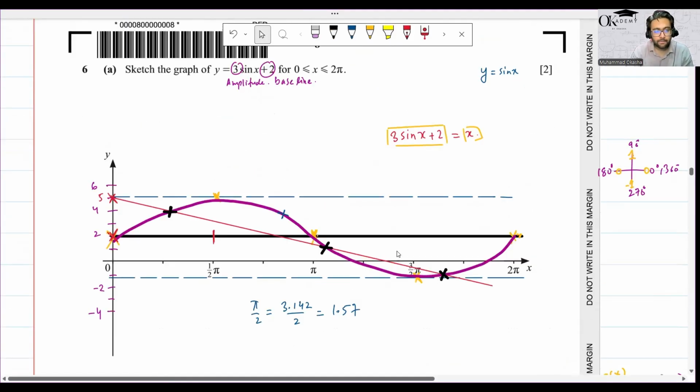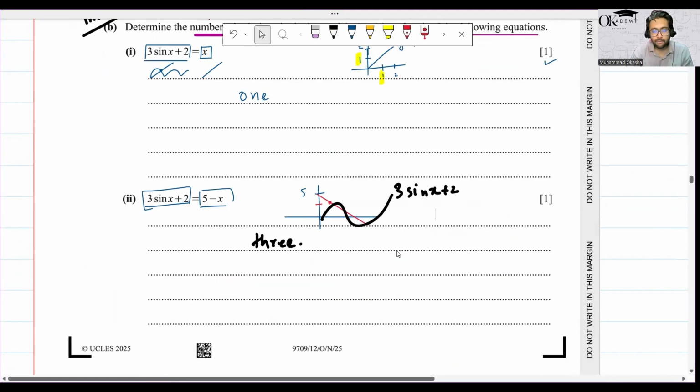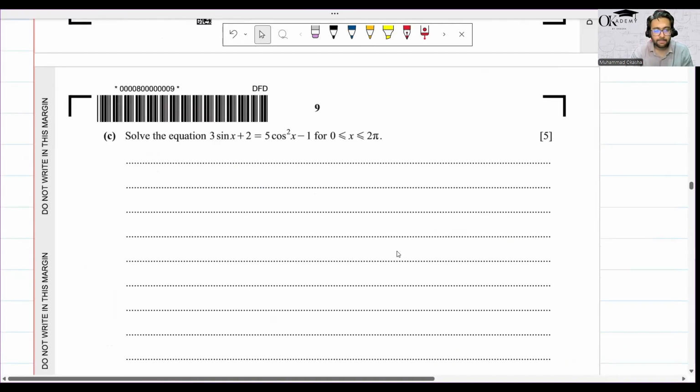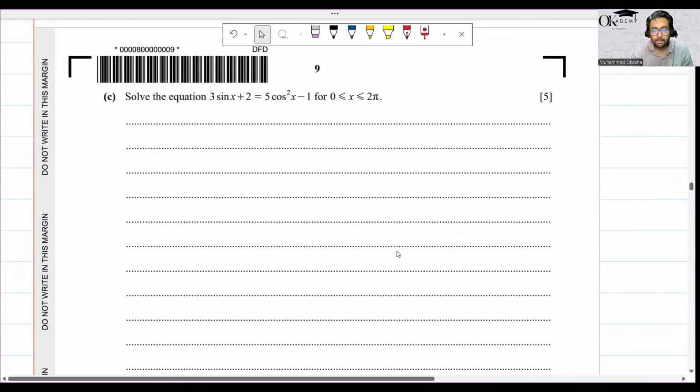So we're done with this. Question number 6. Let's move on to the next part. Sorry, it's part of the same question, and it says solve the equation. I think we know how to do this.